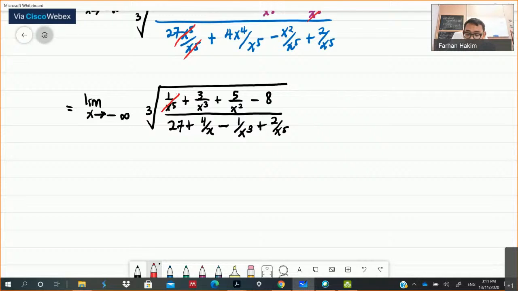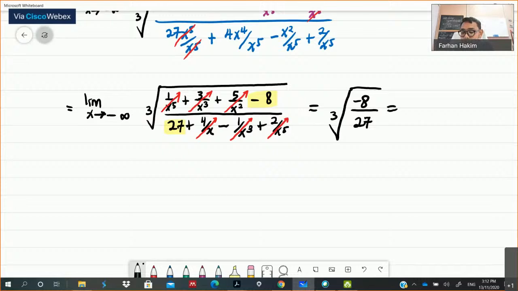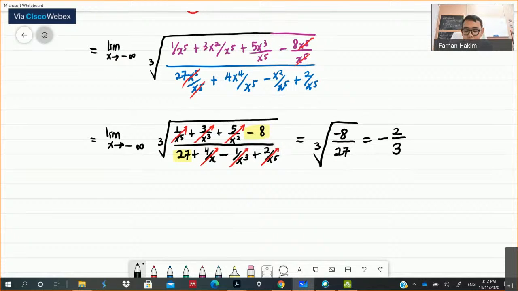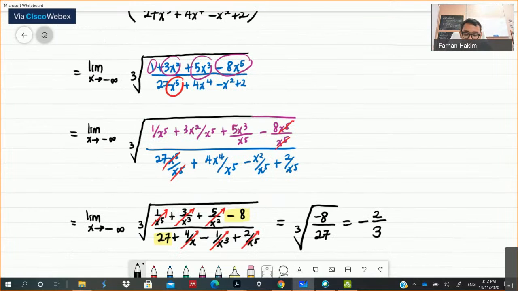Substituting, this part will become 0, this part becomes 0, this part will become 0, because anything divided by infinity will get 0. So we are only left with negative 8 over 27. This is actually under the cube root. Be careful, we still have that cube root, negative 8 over 27. Pressing our calculator, solving this, we'll get negative 2 over 3. So that is our final answer for this one. All right, it's not that difficult. It's just that the equation is quite tricky.